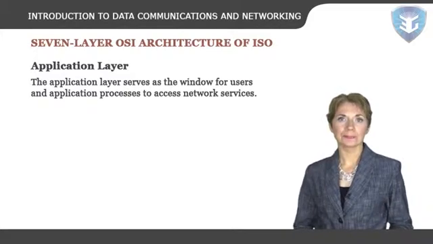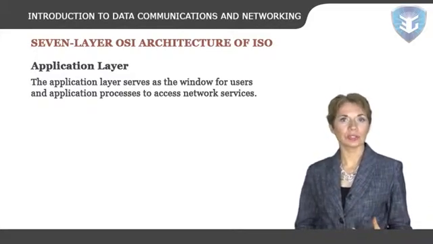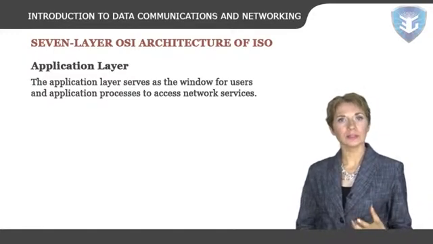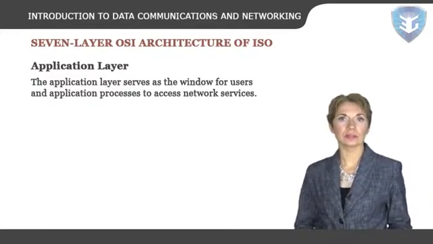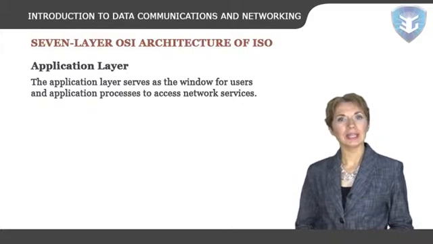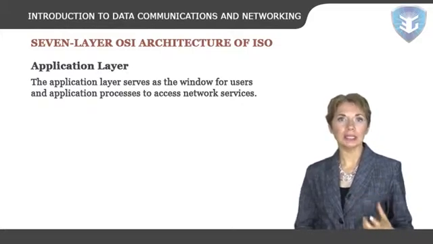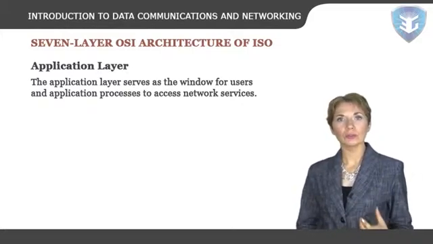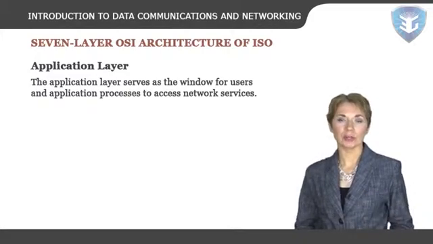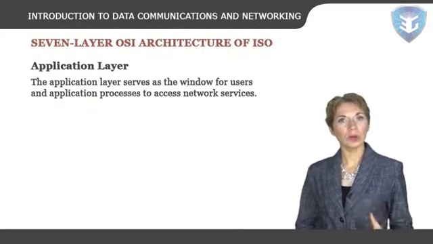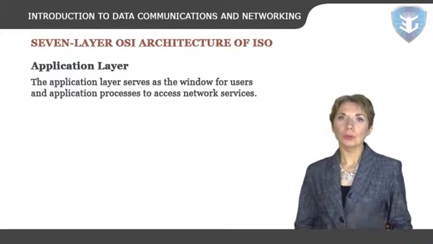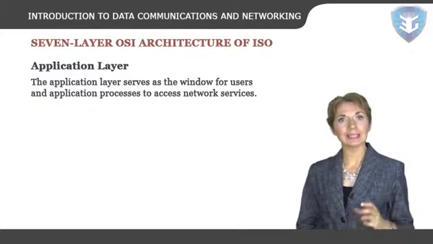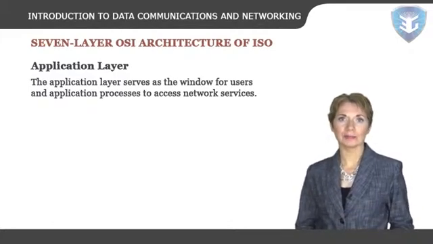Application layer. The application layer serves as the window for users and application processes to access network services. This layer contains a variety of commonly needed functions like resource sharing and device redirection, remote file access, remote printer access, and inter-process communications.